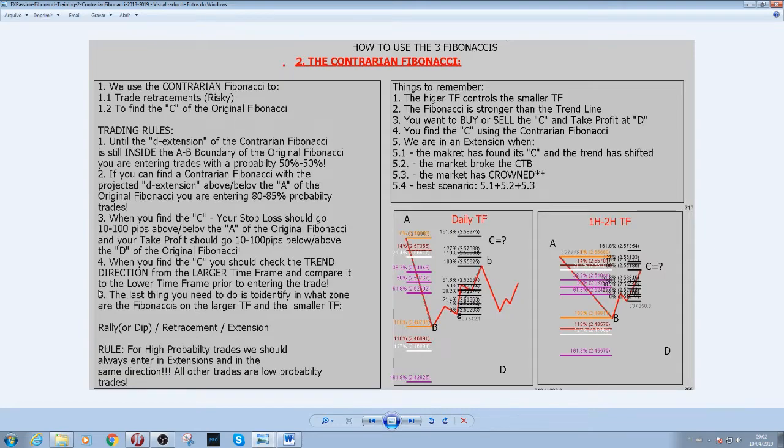And here is the mistake, I should change number 5, right? The last thing you need to do is to identify in what zone are the Fibonacci's on the larger time frame and the smaller time frame. So are we in a rally or dip, or are we trading a retracement, or are we trading an extension? And as a rule, for high probability trades, we should always enter in extensions and in the same direction. All other trades are low probability trades, meaning they are riskier.